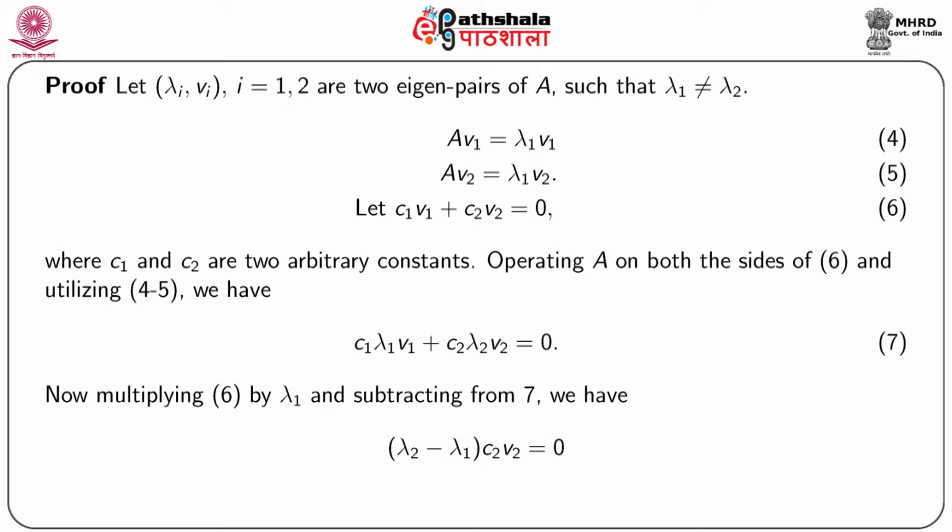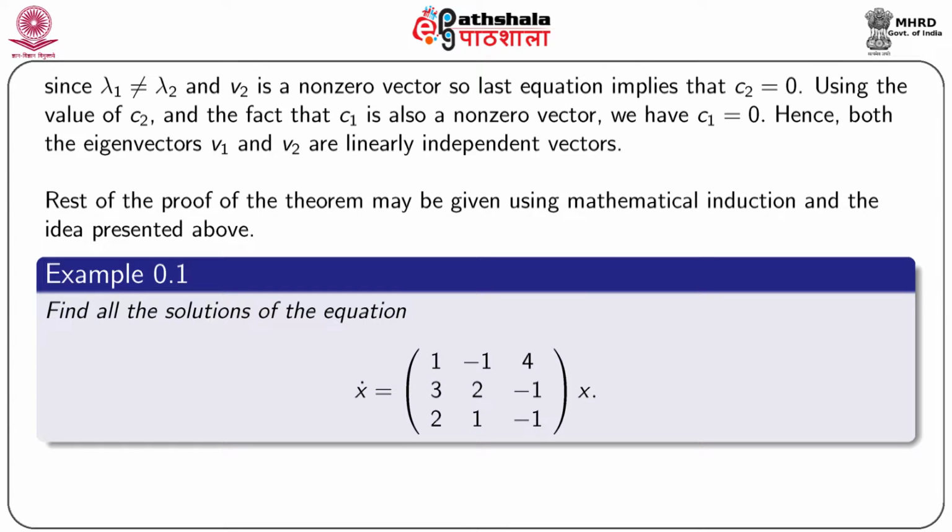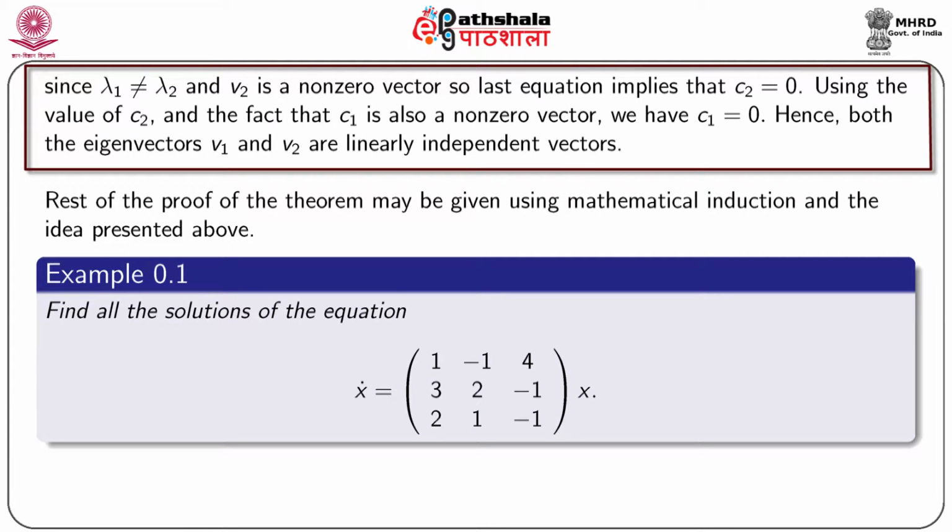Now, we multiply equation 6 by lambda 1 and subtract from 7, we will get lambda 2 minus lambda 1 into c 2 v 2 is equal to 0. Now, since lambda 1 is not equal to lambda 2 and v 2 is a non-zero vector, the last equation implies that c 2 is equal to 0. Using this value of c 2 and the fact that v 1 is a non-zero vector, we will conclude that c 1 is also 0, and hence both the vectors v 1 and v 2 are linearly independent vectors.